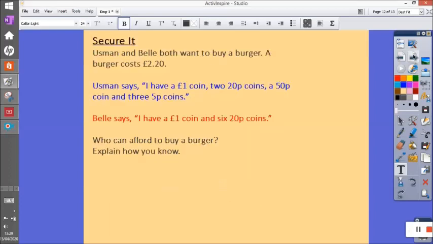All right. And then after that, you've got your secure it. Usman and Belle both want to buy a burger. A burger costs £2.20. Usman says, I have a £1 coin, 2 20p coins, a 50p coin and 3 5p coins. Belle says, I have a £1 coin and 6 20p coins. You need to decide who can afford to buy the burger and explain to me how you know. Make sure you're using your reasoning skills to do this. So I know that can buy a burger because, okay, that's your sentence started there for you.